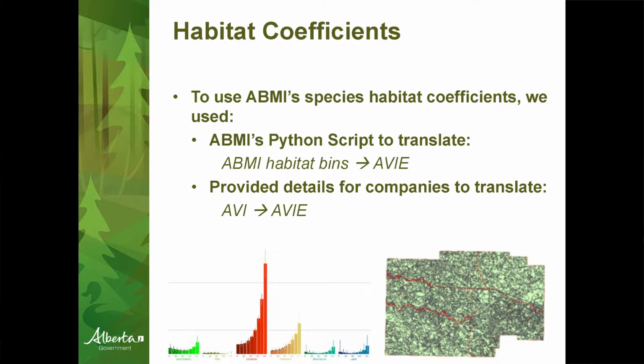So how we made the model: we took ABMI's habitat coefficients and translated those to the AVI stands. It was a little bit difficult because the ABMI habitat coefficients, there we go, down here, are very different from the AVI categories. Luckily, ABMI had a Python script to translate it to AVI, but the companies use AVI, so we had our FMB GIS analysts detail how each company can translate that as well. So it's kind of a 3-step process, but we made it fairly easy.